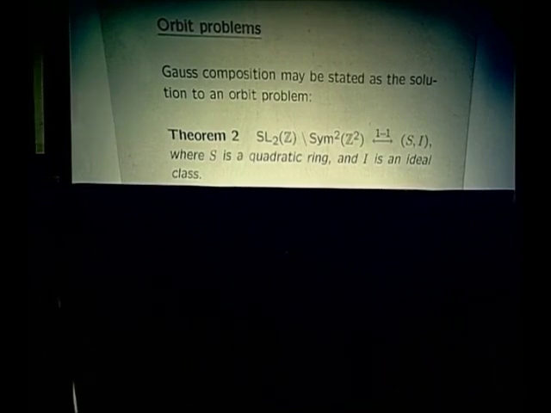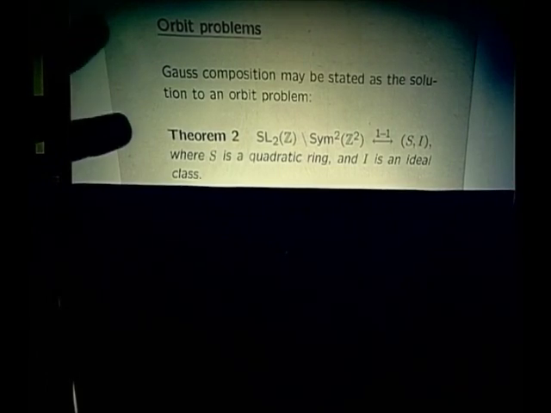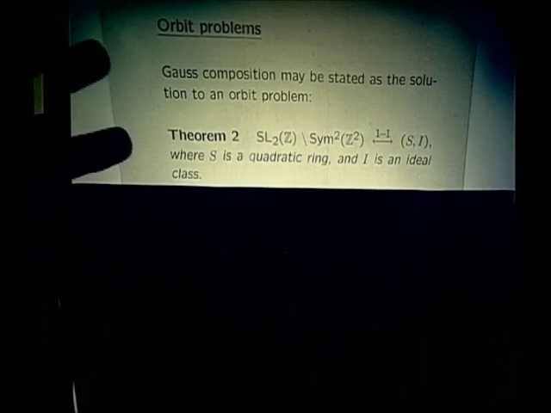Right, so that's a way of thinking about Gauss composition, and his composition law was just multiplying ideal classes on the right. Right, and that leads to a group structure on the objects on the left, namely the orbits for the action of SL2Z on binary quadratic forms. Okay, so Gauss composition is really a solution to an orbit problem for a particular algebraic group over the integers acting on a lattice in a representation of that group.